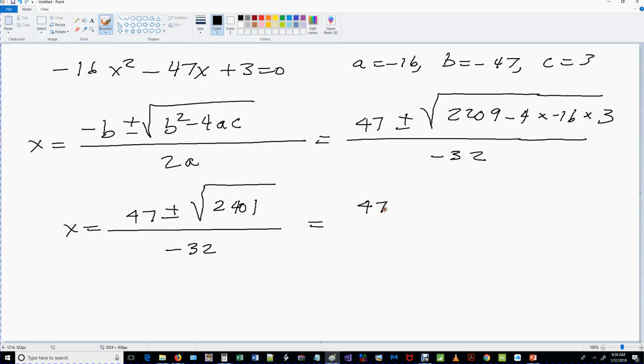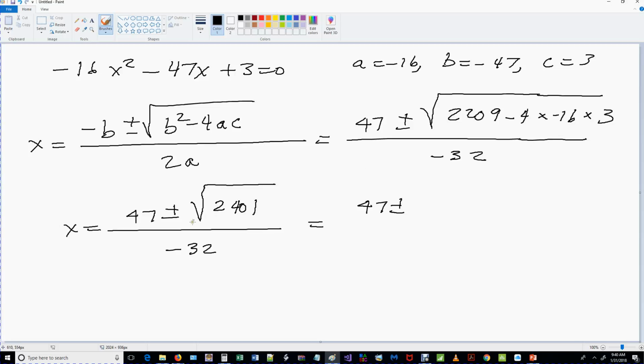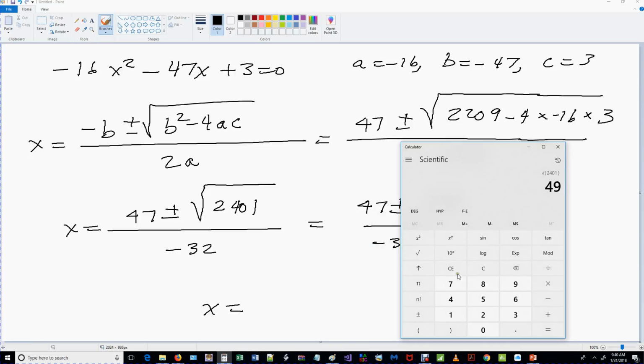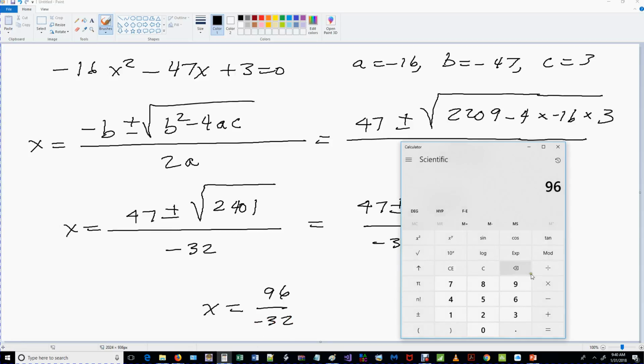So let's do 47 plus or minus the square root of 2401. If that's a perfect square, the square root will be an integer, and it is an integer. The square root of 2401 is actually 49, and then you divide by minus 32. We do the top, 47 plus 49. You use the plus first, right? So 47 plus 49, that would be 96. Positive 96 divided by minus 32. So we divide 96 by 32.